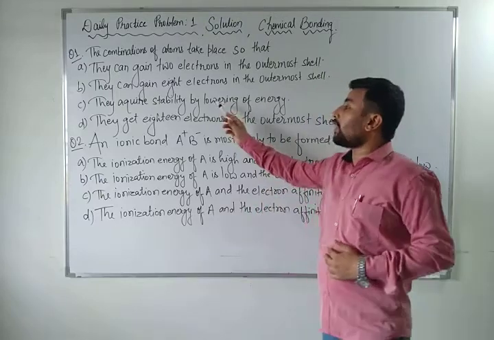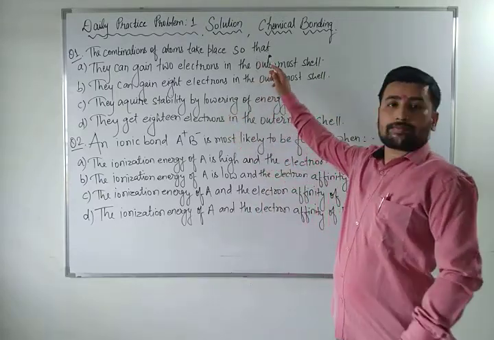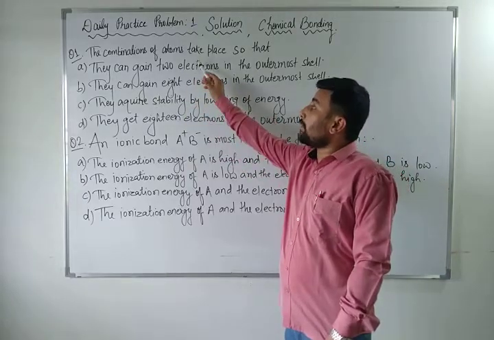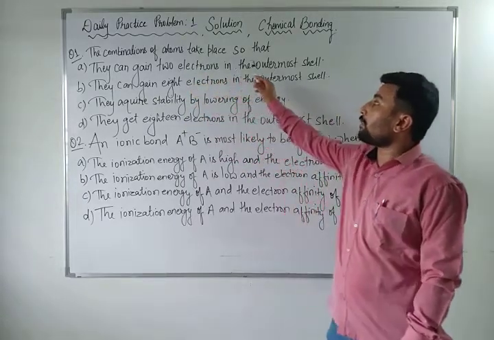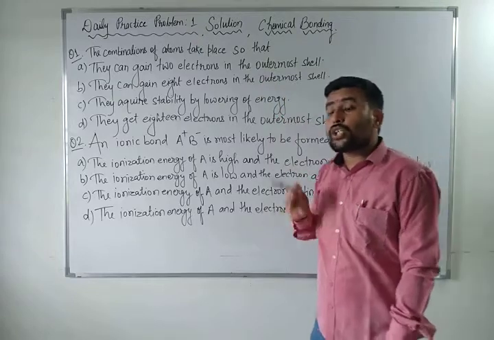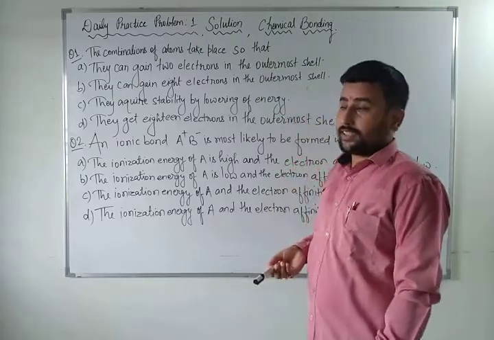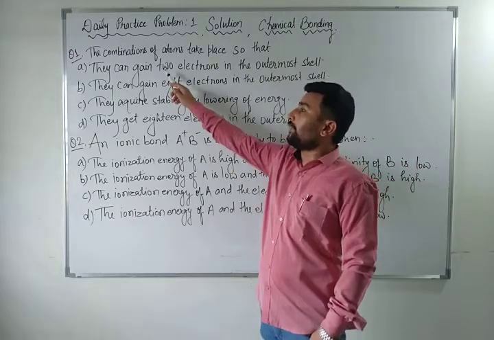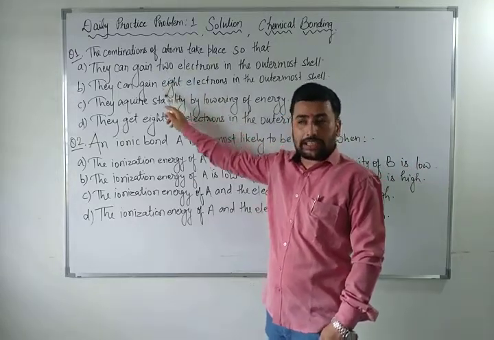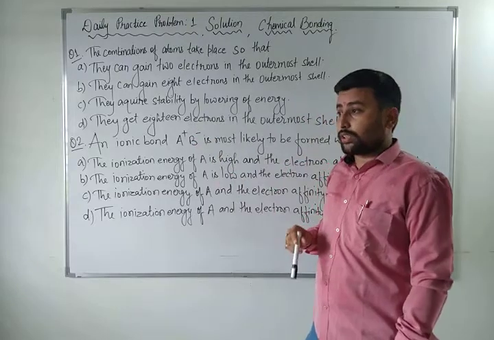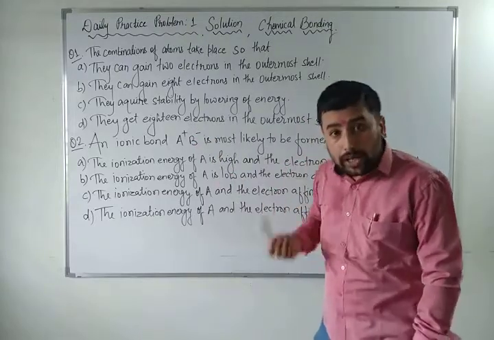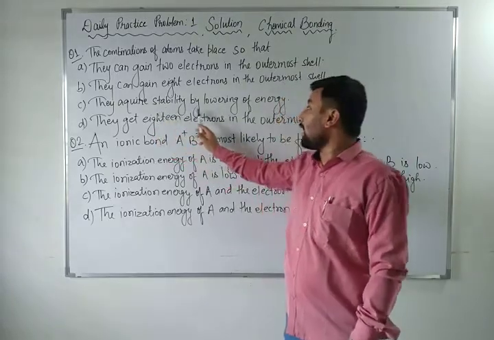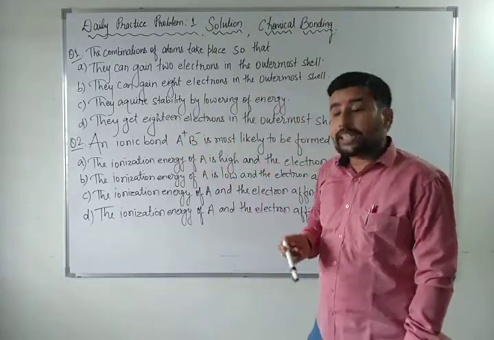Why does chemical bonding occur? The question is about that. The combination of atoms takes place so that... why combination and how combination? Yes, they will get their duet, their octet, their 18 electrons in the outermost shell. But why and when? When the two atoms acquire their stability by lowering their energy.